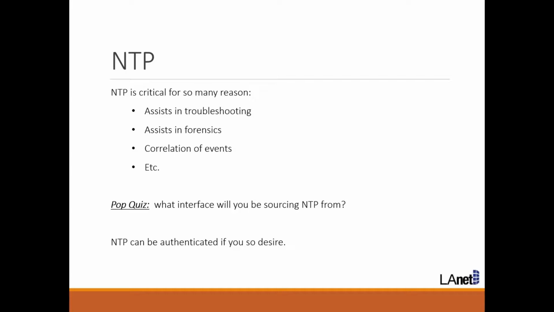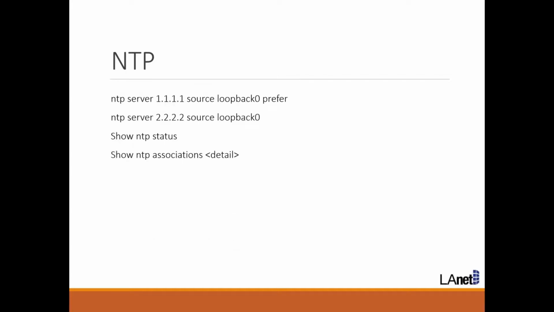Also, NTP can be authenticated if you have that desire. I typically see people want to authenticate NTP if they're using a source of truth out on the internet, and they may not require to authenticate it if it's something that's inside their own private data center. As far as configuration, you can see how simple it is. Really, we just set up our servers, our source IPs, and then some nice commands, show ntp status and show ntp associations, to ensure that we're getting the timestamps we want.